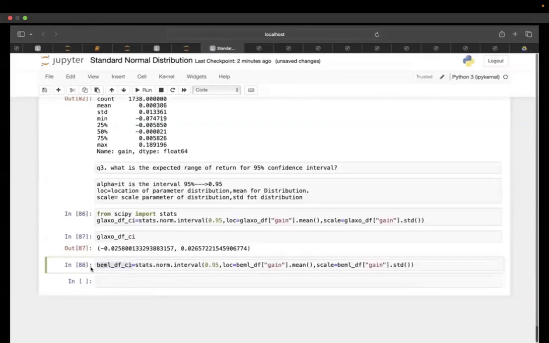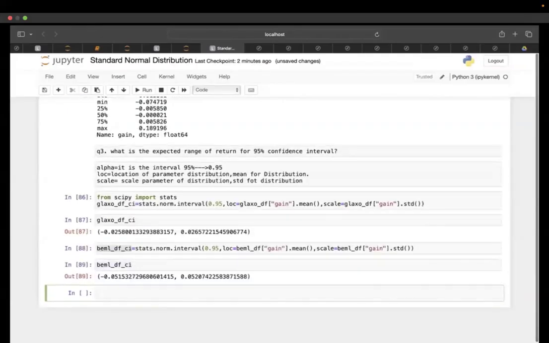Standard deviation, if I see the BML. Okay, it is somewhere coming near about minus 5.15% of loss and 5.25% of gain. Okay, so we can say that gain of BML remains between this particular range with 95% confidence interval. Okay.